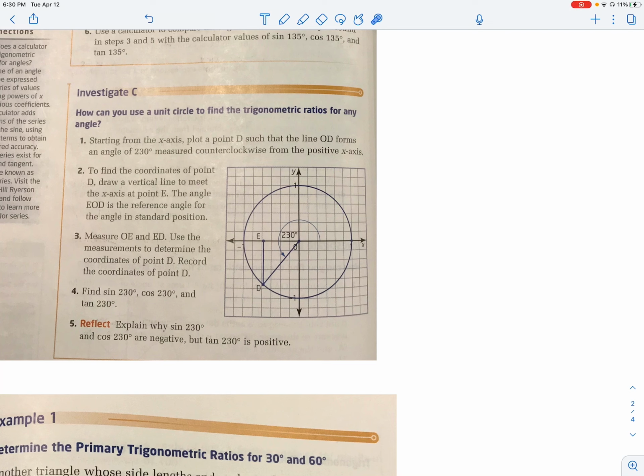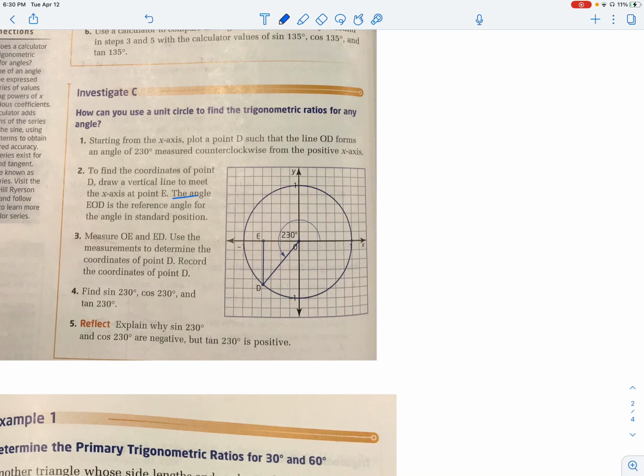Then it says draw a line from point D, where it intersects the unit circle, all the way to the x-axis. So that's part one, that's already done. Part two, find the coordinates of the point D. It says draw a vertical line to meet the x-axis at point E, so we did that. Then the angle EOD is the reference angle in standard position.